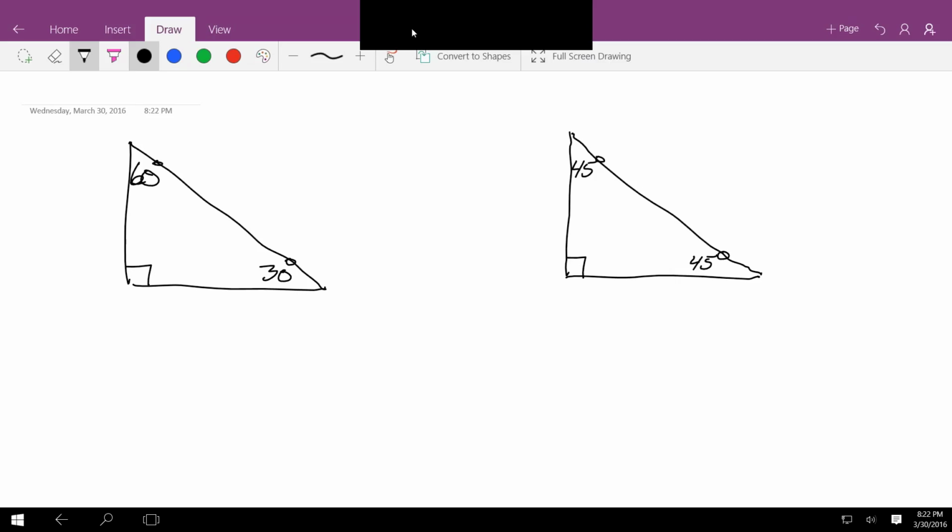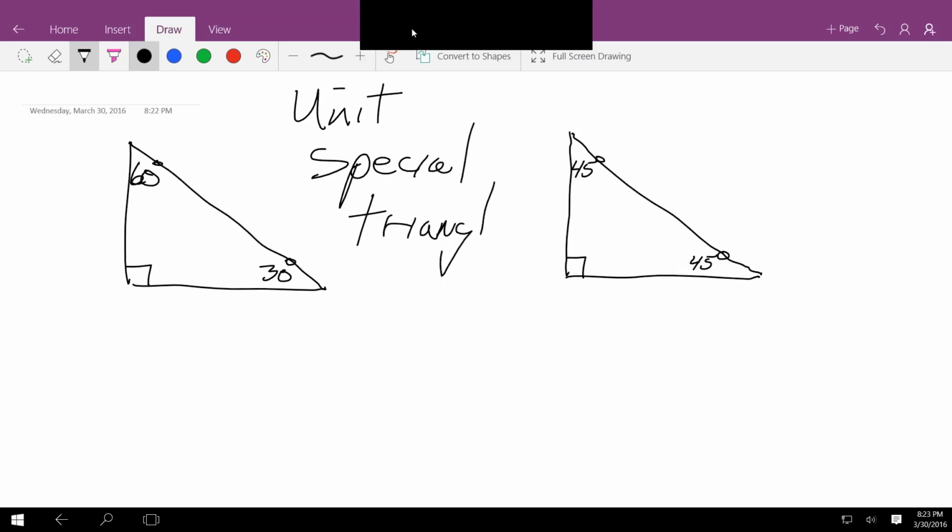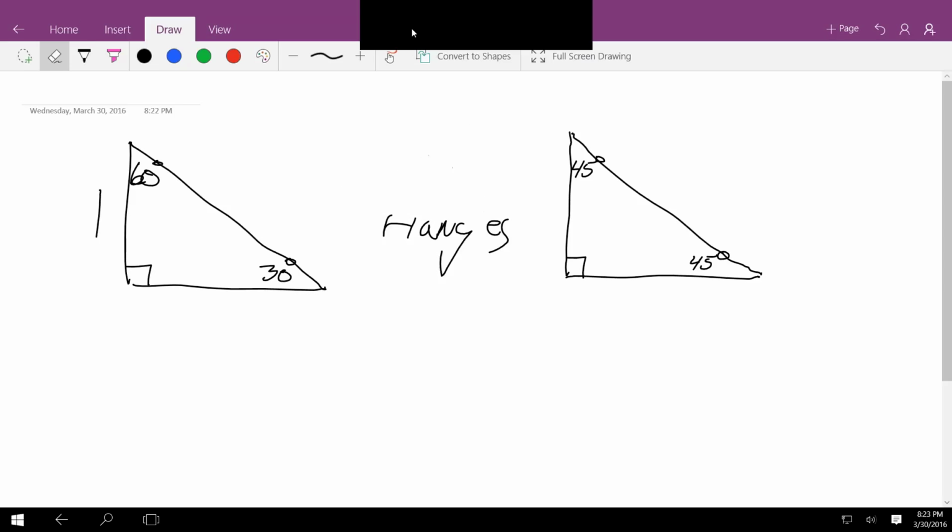for how many years? At least 3, right? Now, what's missing? I need some dimensions on them. And I call them my unit special triangles. Why are they called unit? Because that's like the sides of the... Side opposite the smallest angle is always 1. That's why I call it unit. And if we know that, then we're going to be able to memorize all of our special trig functions.